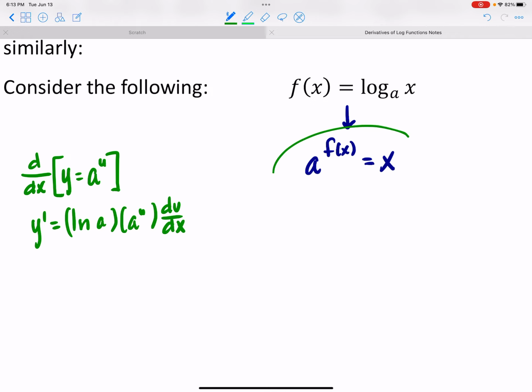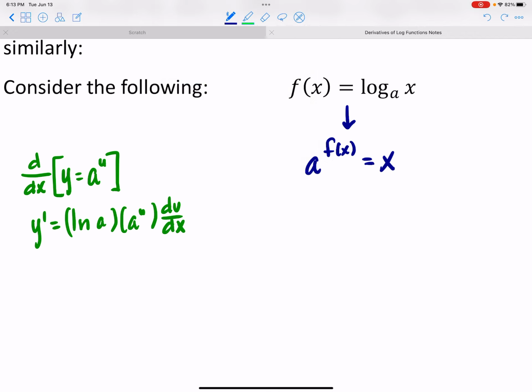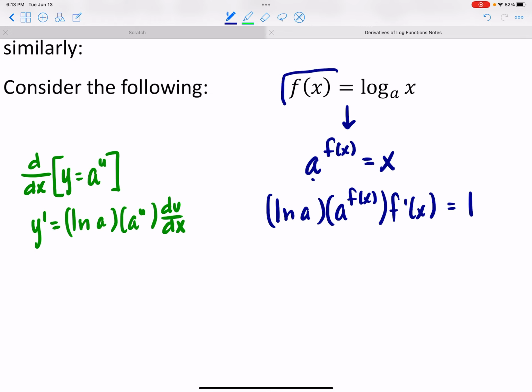I am taking the derivative of an exponential. So the derivative here would be the natural log of my base, so the natural log of a, multiplied by the exponential function itself, so a to the f of x power. And then because this is not just an x, I have to multiply by the derivative of it. Well, the derivative of f of x would just be f prime of x. And that's going to be equal to, on this side, when I take the derivative of x, I just get a 1. Now remember, what I'm trying to do is find the derivative of f of x.